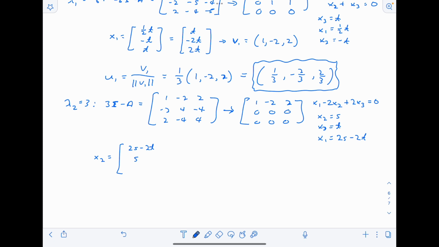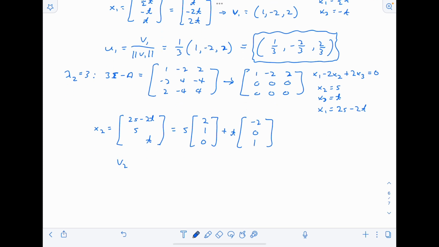So x is going to be 2s minus 2t, s, and t, which if we break that up into its linear combination is going to be, and I'm going to pull the s out just so we can really see the vectors, a 2, a 1, and a 0, and then plus t times a -2, a 0, and a 1. So we have 2 eigenvectors here, which we'd expect because the multiplicity is 2. And that gives us a vector of 2, 1, 0, and another vector -2, 0, 1.